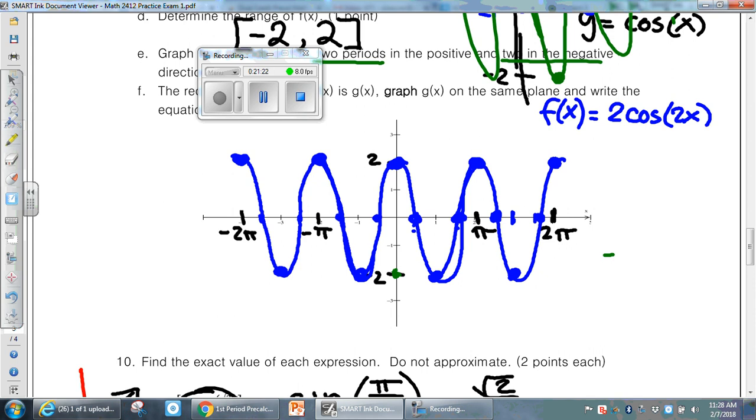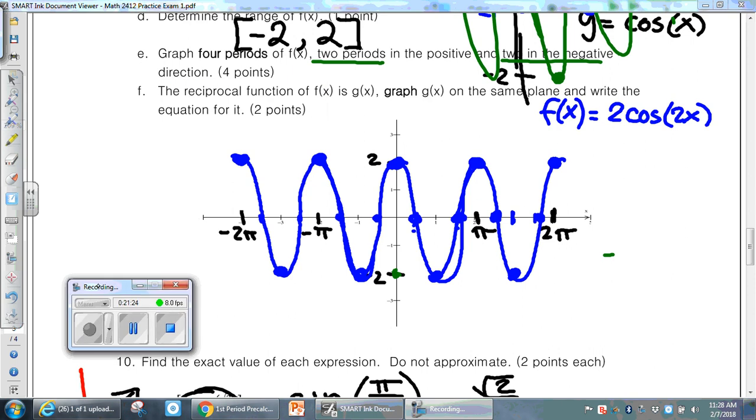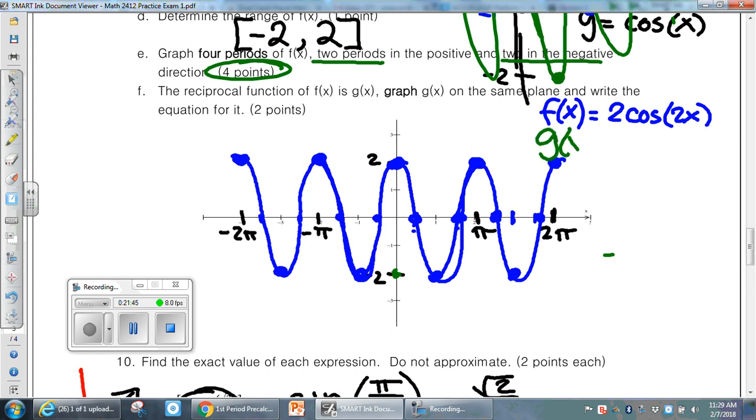Now it says here to graph. So that was 4 points right there for having that graph. Now it says to graph the reciprocal of it. So what is the reciprocal of cosine? Secant. So g of x will be 2 times secant of 2x. It's so easy to graph. So remember, anytime cosine has an x-intercept, the secant will have an asymptote.